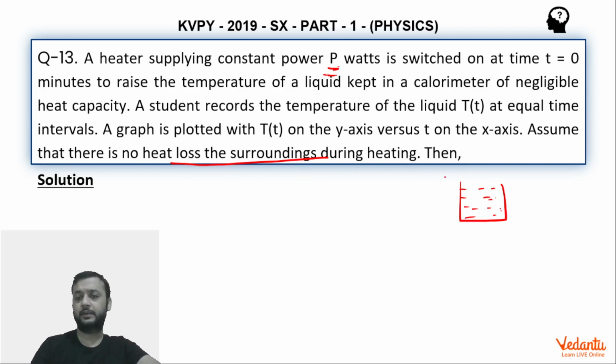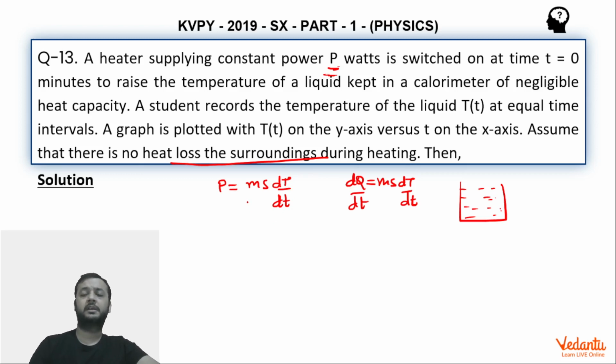Now if this liquid is getting heat at a constant rate P, we can say that the power, or the heat that this liquid is getting, P is equal to ms dT by dt. Heat supplied, because we know that dQ is equal to ms dT, so dQ by dt equals ms dT by dt, and this is the rate at which it is getting heat. So dQ by dt is nothing but power. This is the equation that we are going to write.